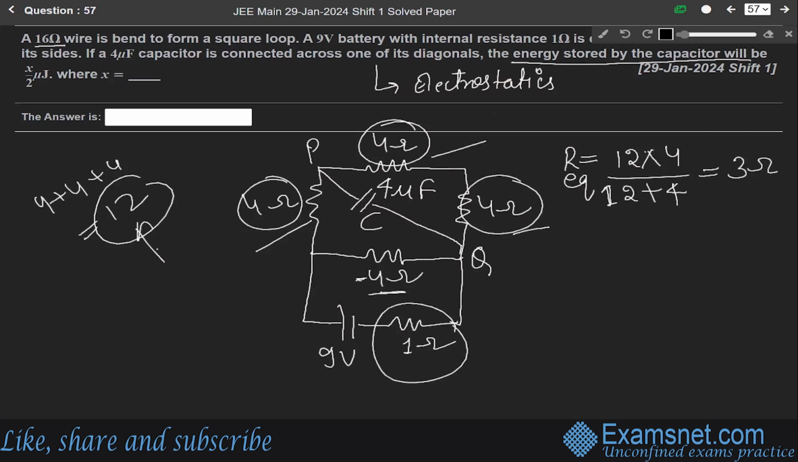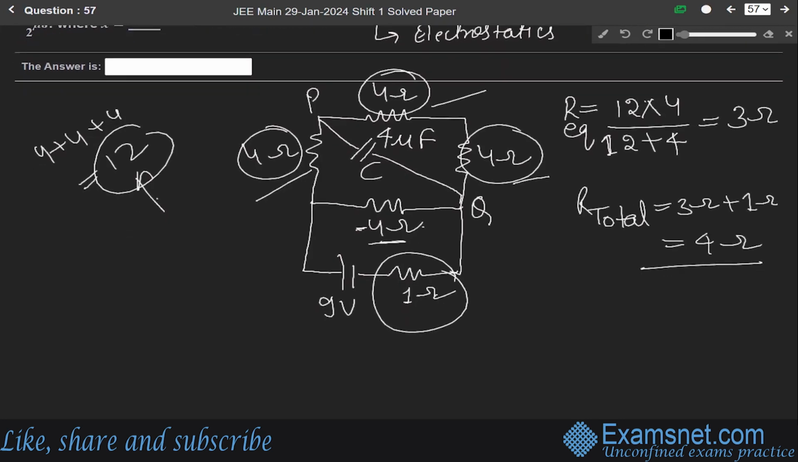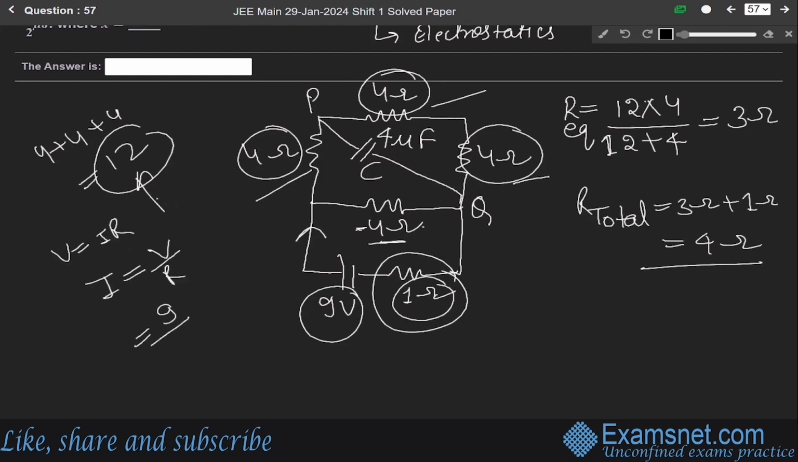And there is one more resistor. It is in series with the equivalent of this. So R total will be equal to 3 ohm plus 1 ohm, which is 4 ohm. Now, since the battery is of 9 volt and the resistor is of 1 ohm resistance, the current flowing in this circuit, since V equals IR, I will be equal to V over R. So V is 9 volt over R, which is 4. So I will be equal to 9 over 4 ampere.